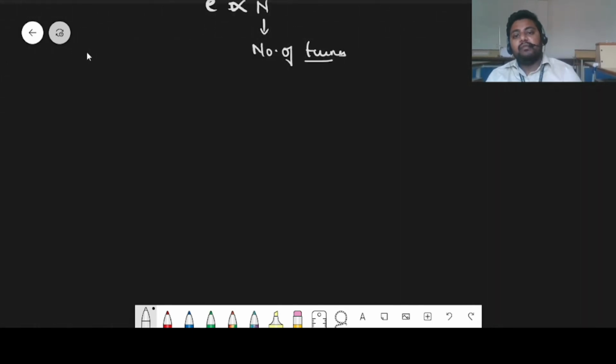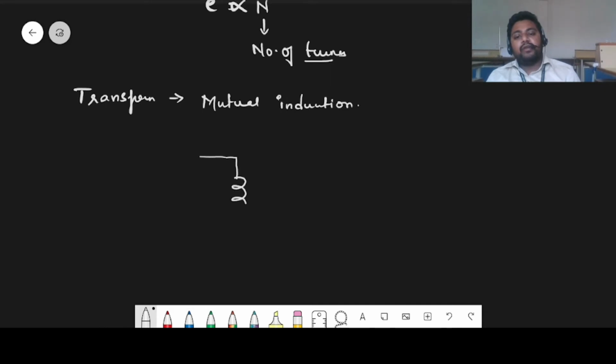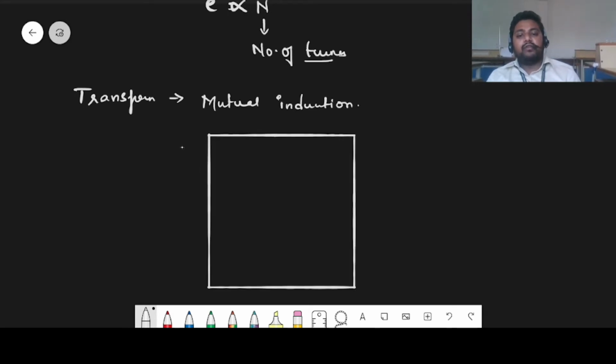Now why have we learned about this? To understand the working principle of the transformer. A transformer works on the principle of mutual induction. In a transformer we have two coils: one is a primary coil and the second one is a secondary coil. We will be taking a transformer in this shape. This is a core, which is made out of metal.